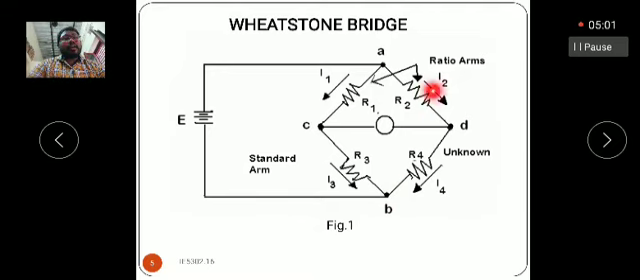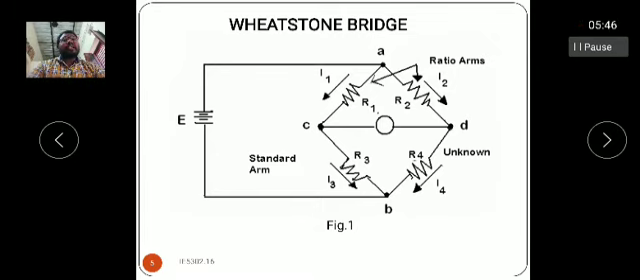R1, R2, R3 and R4 are connected in the form of a bridge circuit. Between A and B we connect the supply, the energy source, and between C and D we connect the galvanometer. Here the ratio of arms is R1, R2 and R3, R4. We assume the unknown resistance is R4. Then we find the R4 value, or R3 or R2, when the Wheatstone bridge goes to a balanced condition.